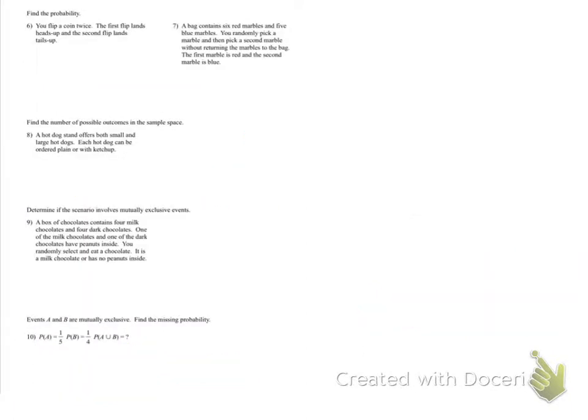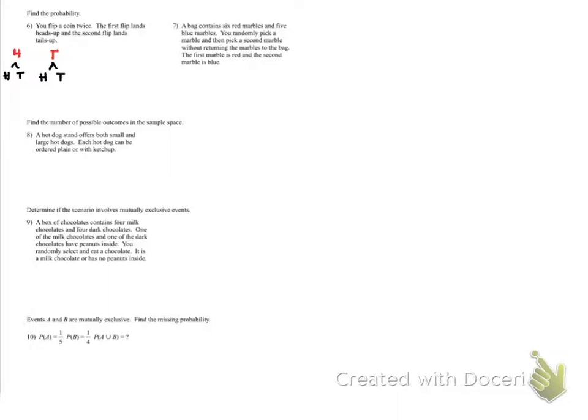Number 6, find the probability. We're given situations here that we need to find the probability for. So you flip a coin twice. The first flip lands heads up. The second flip lands tails up. Imagine if we were to make our chart. We do our first flip, we get heads, we get tails. We do our second flip, we get the possibility of a heads and a tails, and the possibility of a heads and tails.